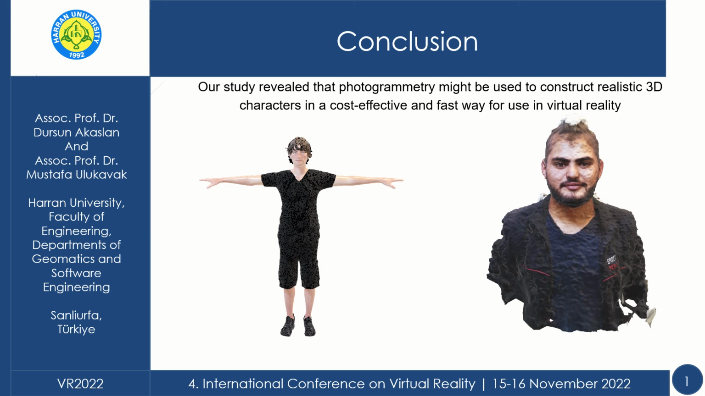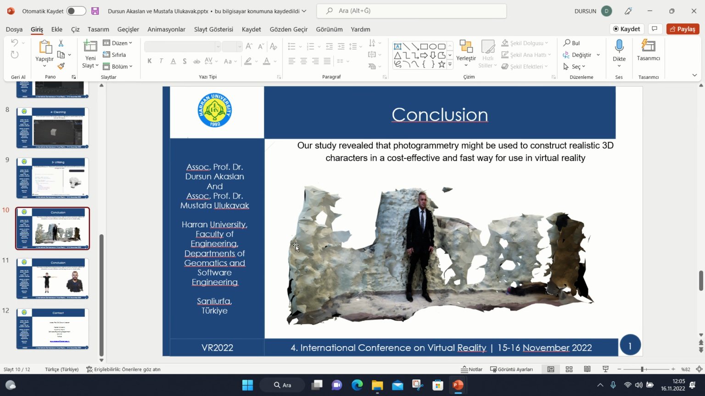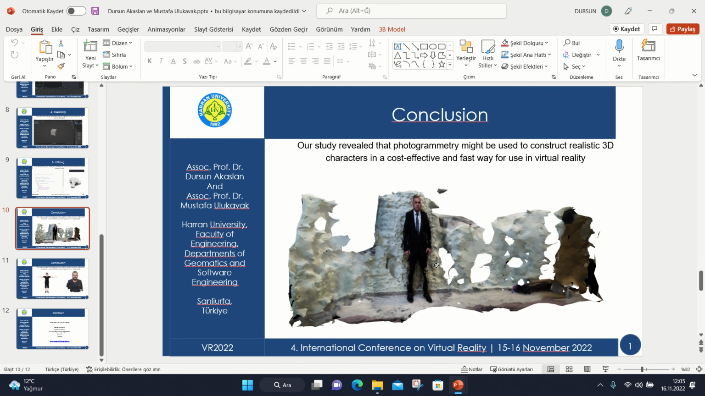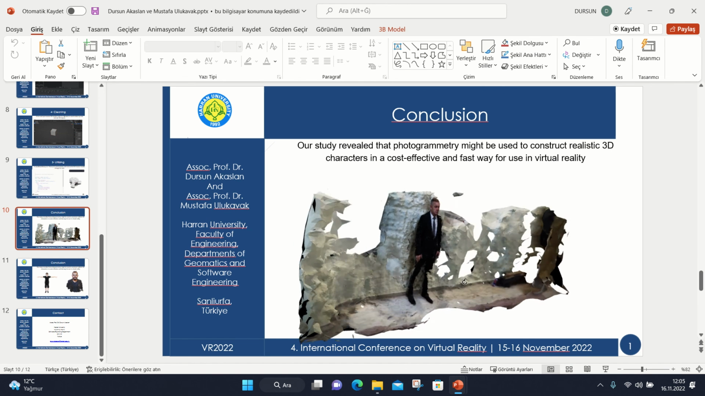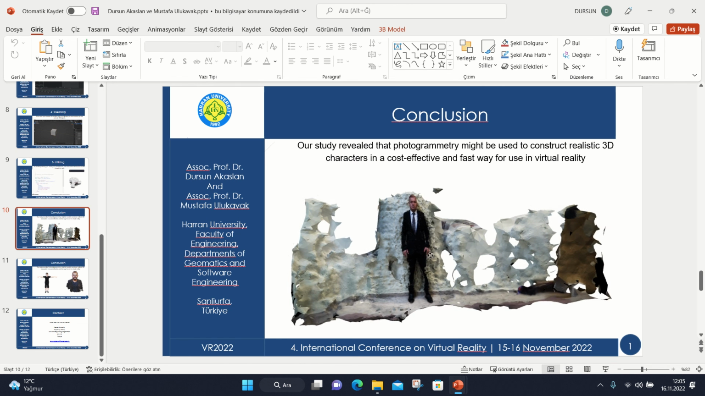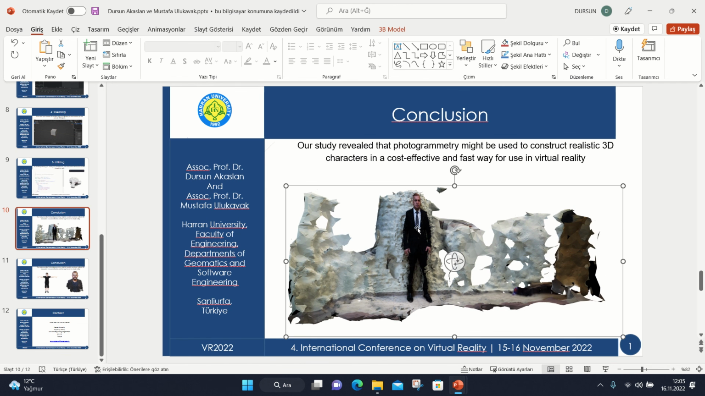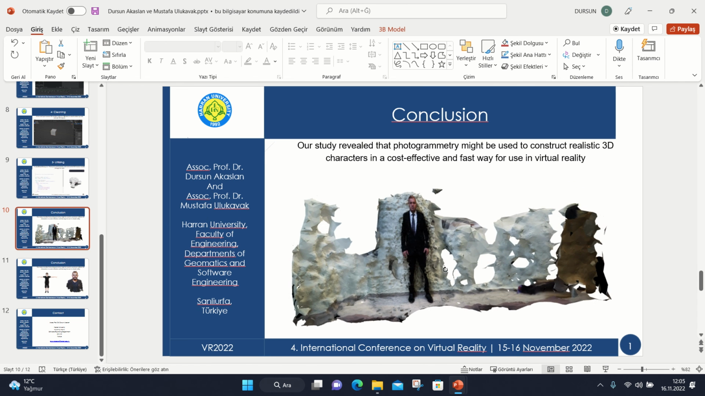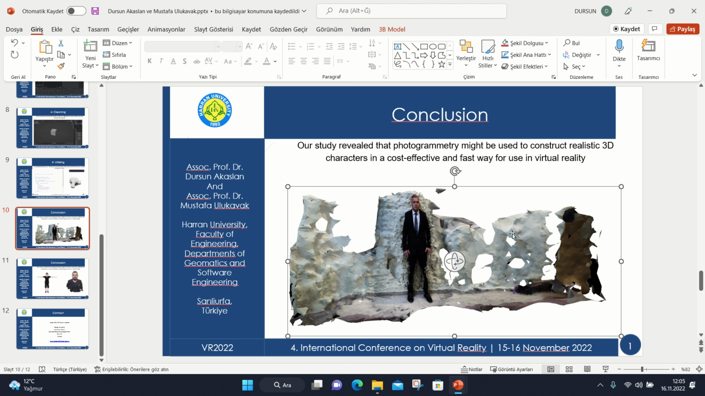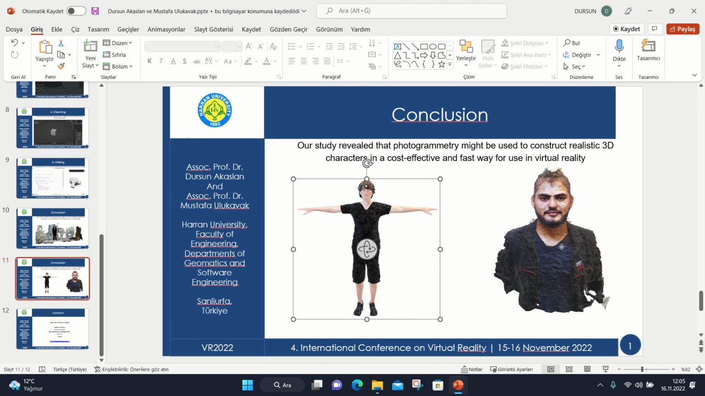For example, this is the result. Let me play it. For example, this is the object. We obtain it by using photogrammetry, but it is not clean because we take the photos of the human body from top, middle, and bottom, as you see. Also, we take photos of the objects around the human body, like the walls and background, extra. But after obtaining this mesh, we clean all the surrounding objects. Finally, we obtain this object.